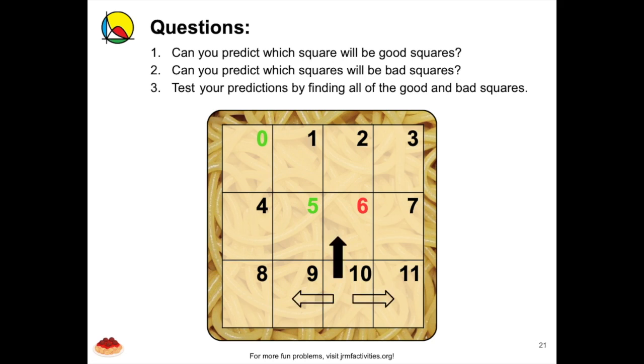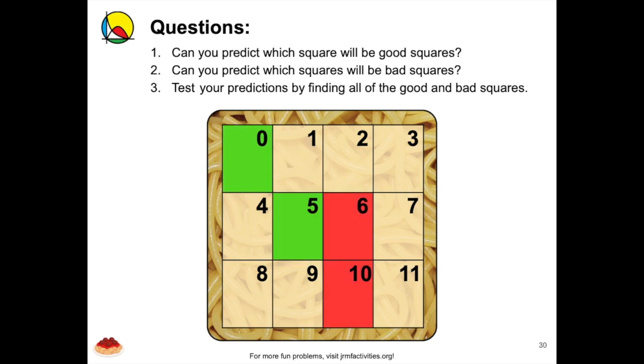Let's try 10. 10 takes us to 6, then to 2, 1, 0, 4, 5, 9, 8, then... we can't go any further. So that means 10, which is where we started, is a bad square. So, this is what we know so far.